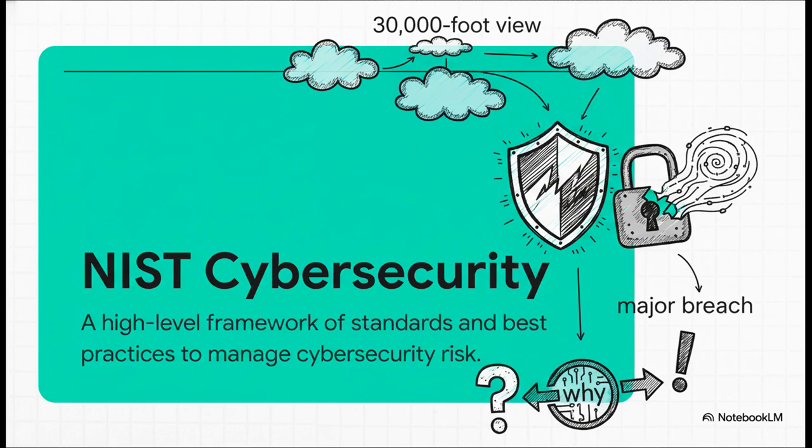And finally, rounding out our toolkit, we have the NIST Cybersecurity Framework. This is the 30,000-foot view. It's the strategic blueprint that big organizations use to manage their cybersecurity risk. For our little quest, it helps us understand the why. Why was that vulnerability so critical? Well, because it falls under the protect function and could lead to a massive breach. It gives our actions some serious context.